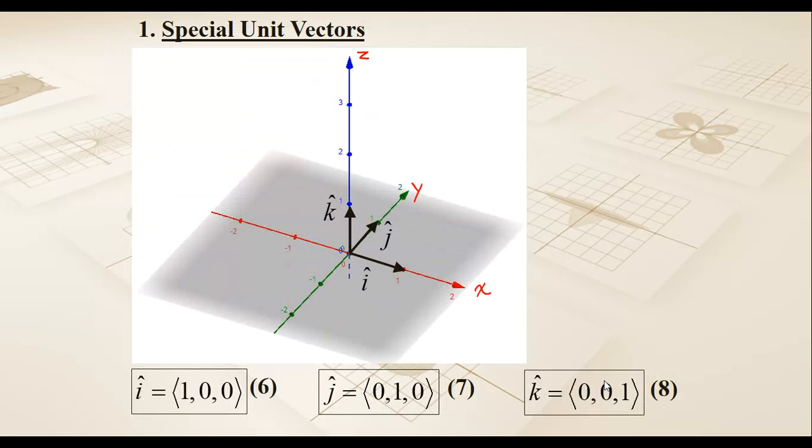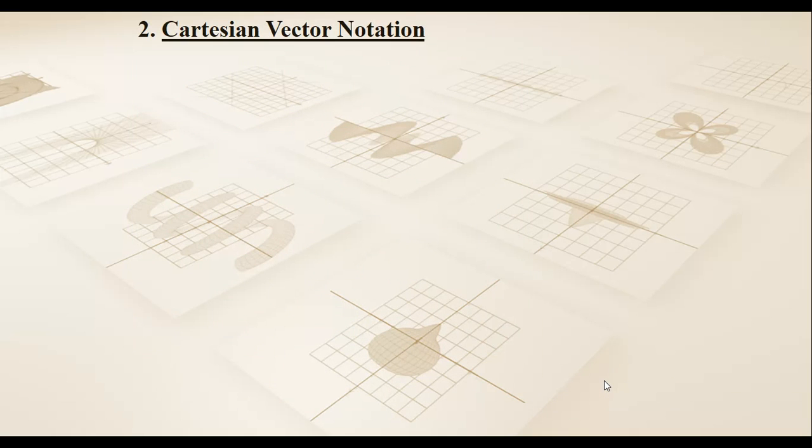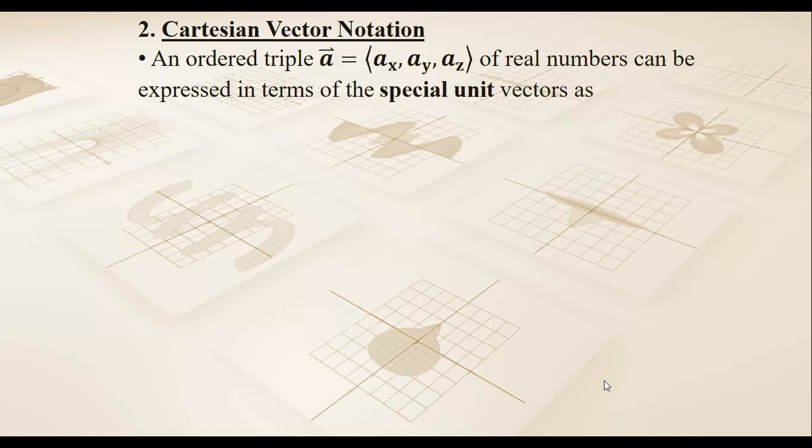Now, you might be wondering, okay, cool, there are three special unit vectors, what's the point of these? Well, this allows us to express vectors in an alternate notation. So far in this lesson, we've been expressing three-dimensional vectors as an ordered triplet. But in higher level physics or engineering courses, we like to express three-dimensional vectors in something called Cartesian vector notation, which makes use of these three special unit vectors.